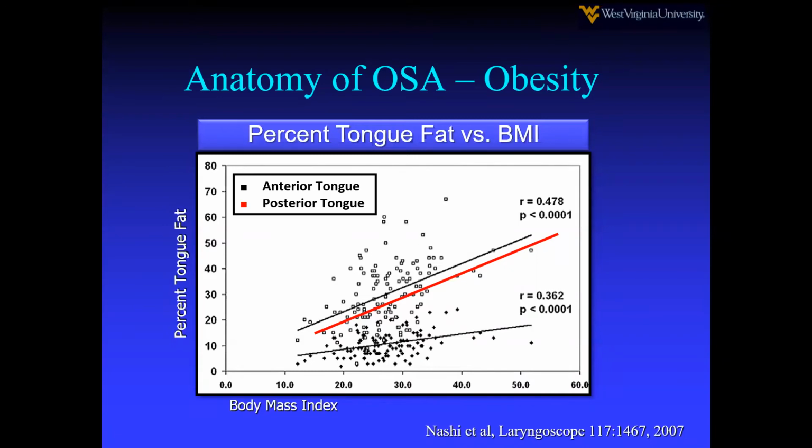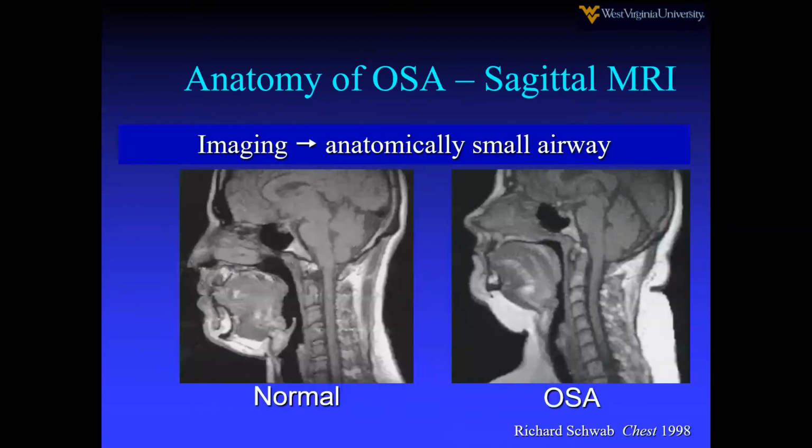So looking over to the right, you see the BMI of 50, and you go up on the red line, and the fat in the tongue is like 50% of the tongue is fat in that particular individual. So that's one of the reasons that some obese patients will get obstructive sleep apnea.